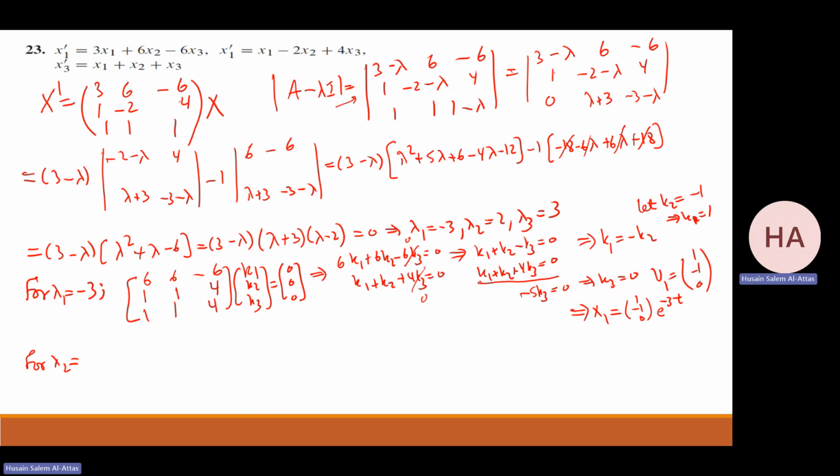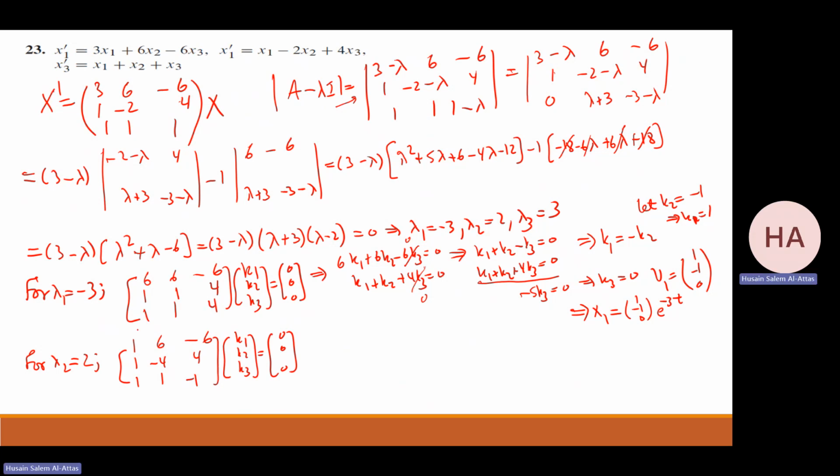What is my lambda 2? 2. You try to do them in arranged form. 3 minus 1, that will be 1, 6, minus 6. 1, minus 2 minus 2, that will be minus 4. 1, 1, 1 minus 2, that will be minus 1. Times K1, K2, K3 equals 0, 0, 0.